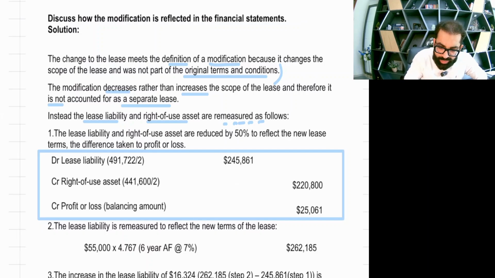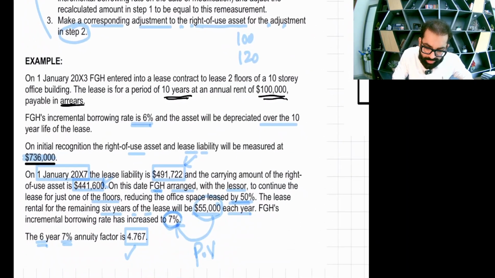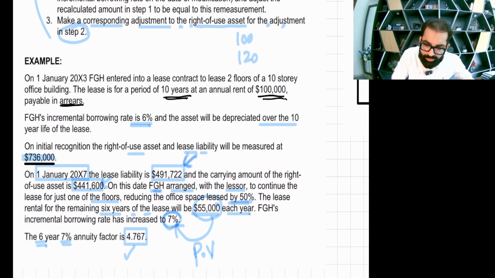Now, what they are saying, the first step, the lease liability and ROU are reduced by exactly 50%. Can you see? Okay. So what was your lease liability at this date, at 1st January? It was 491,722. Now simply use your calculator and divide it by 2. And also this 441,600 is ROU. Also divide this by 2. So you lost half of it.